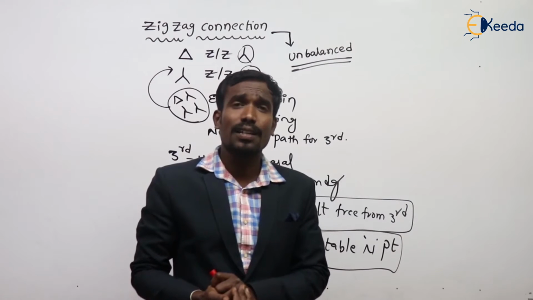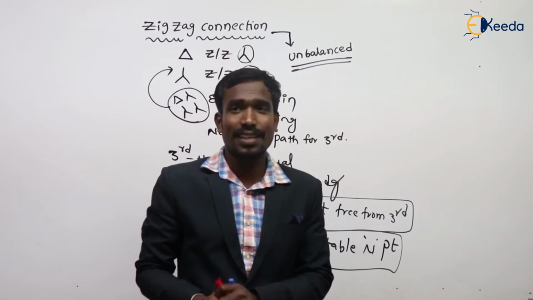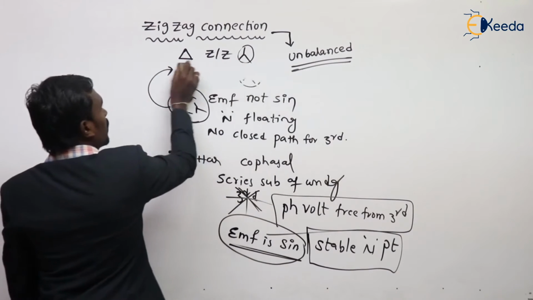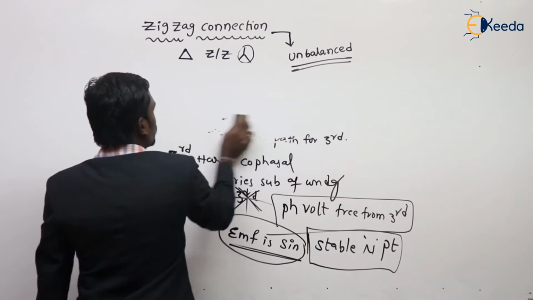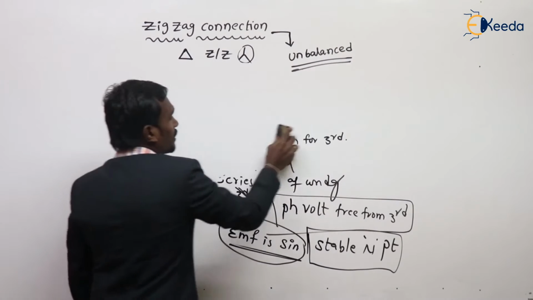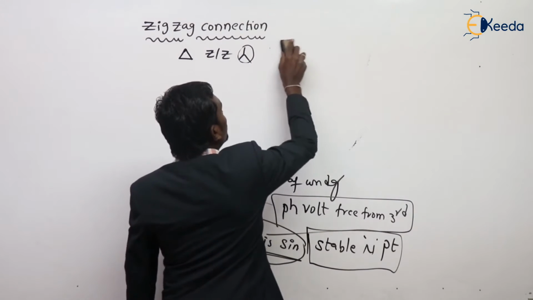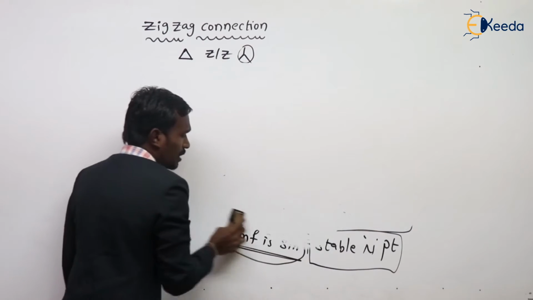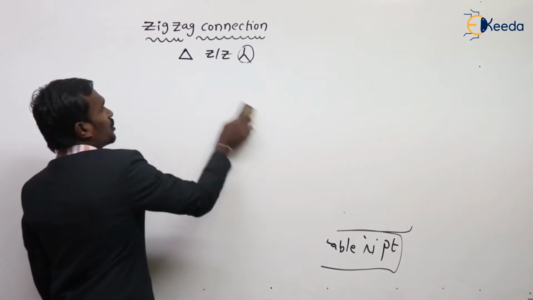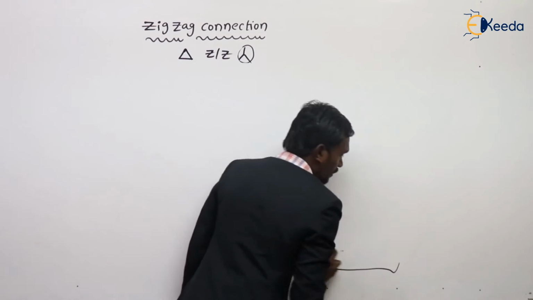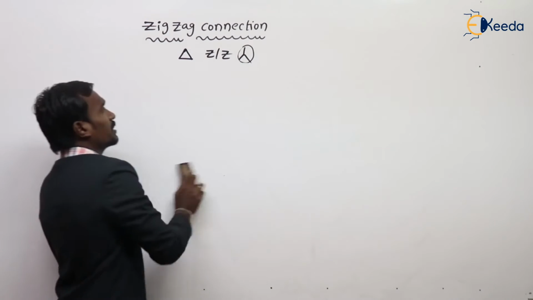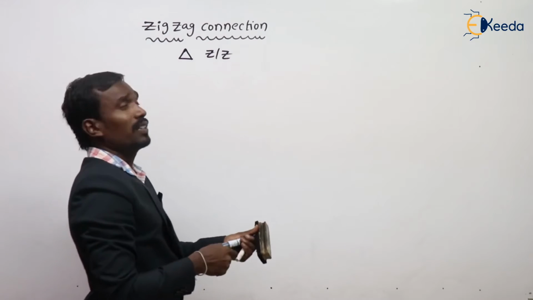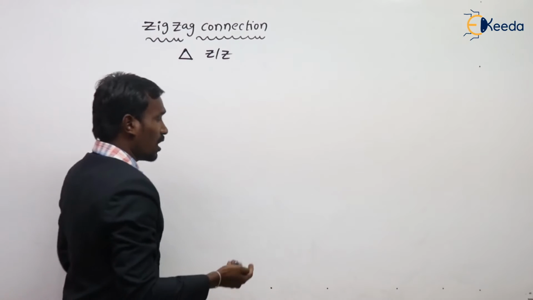Let's draw the zigzag connection diagrams. Take the first one, Delta Zig-Zag Star. I am drawing the connection diagram for Delta Zig-Zag Star.